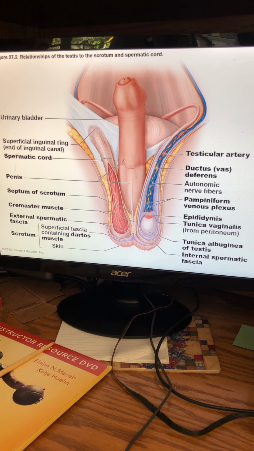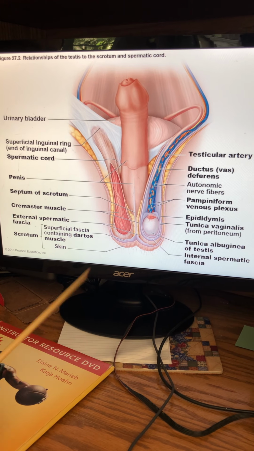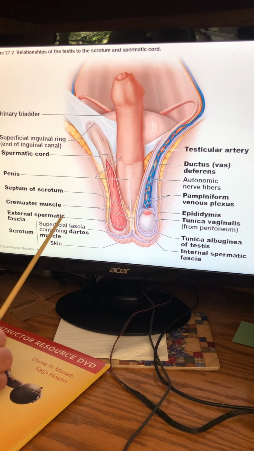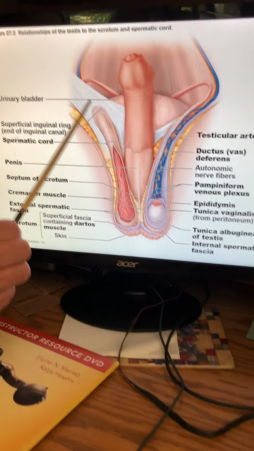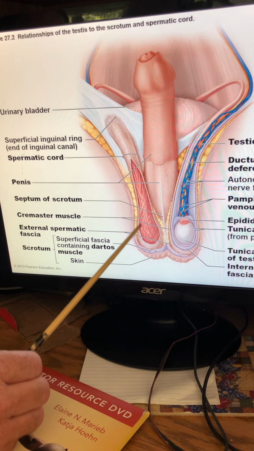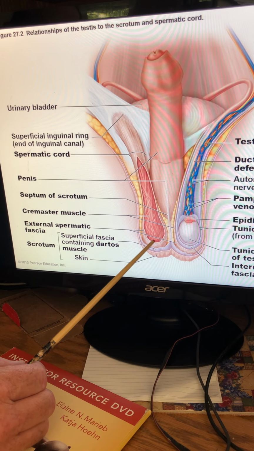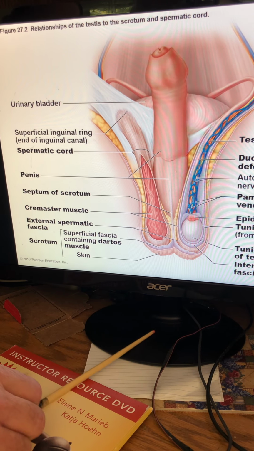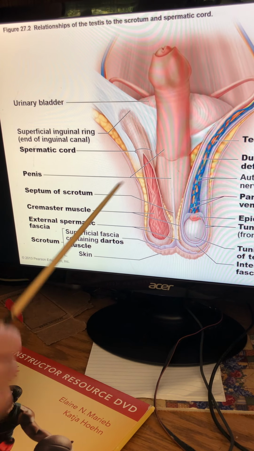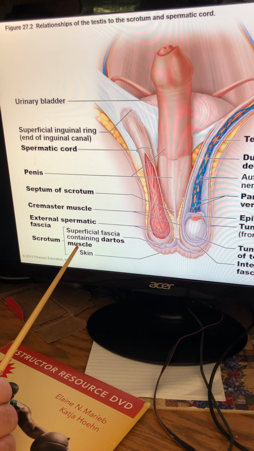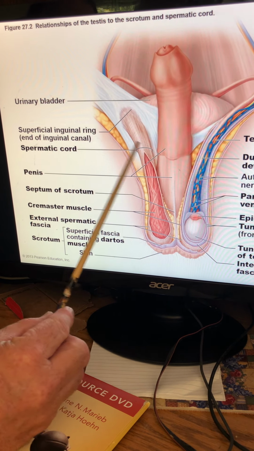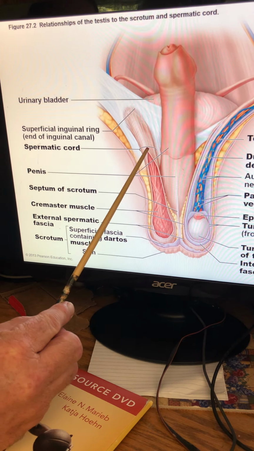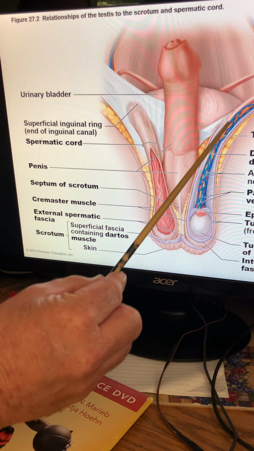So you can kind of see it in this picture here. Here's the testes here. Here is this cremaster muscle, which is a continuation of the internal oblique, and it is a skeletal muscle. And when you get really cold, a male's testes will rise closer to the body to keep them warm.